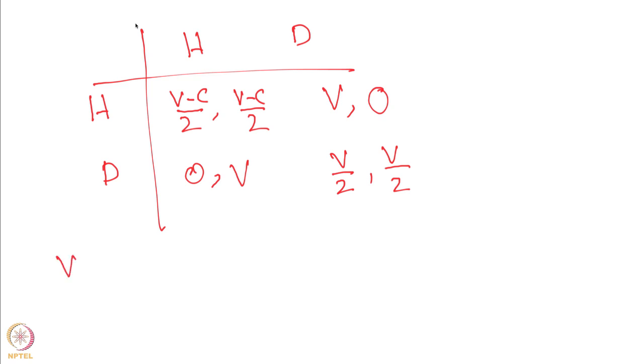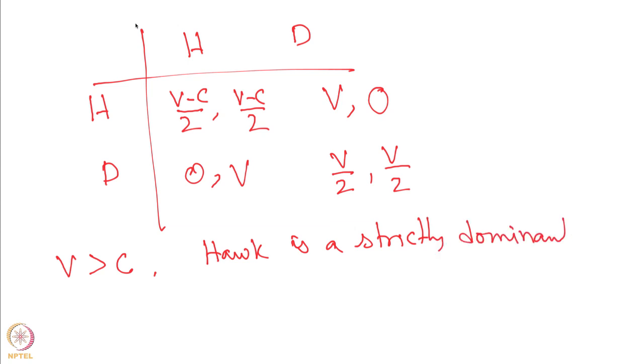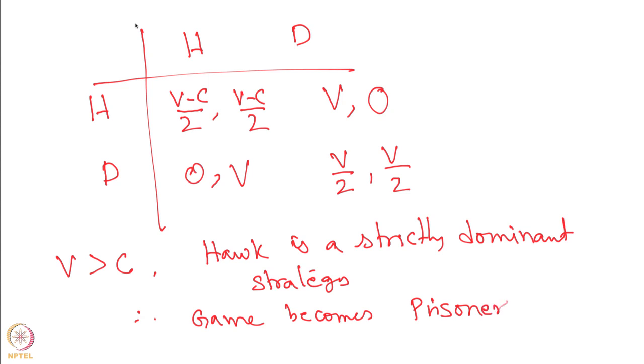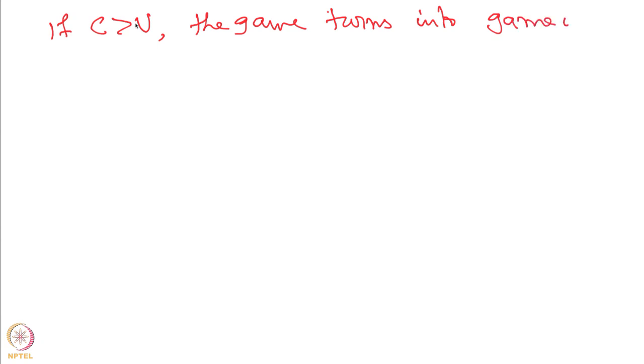If the resource value V is higher than the cost C, hawk is a strictly dominant strategy. Therefore, in this case, the game becomes a prisoner's dilemma. If C is greater than V, the game turns into what is called the game of chicken.